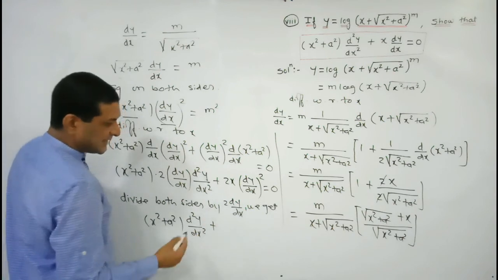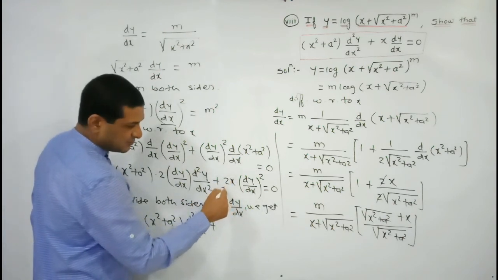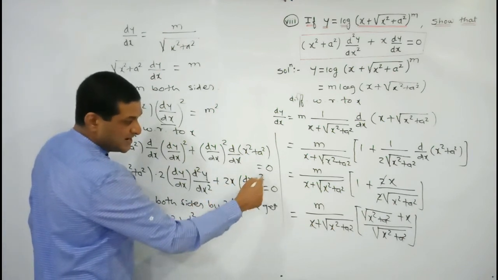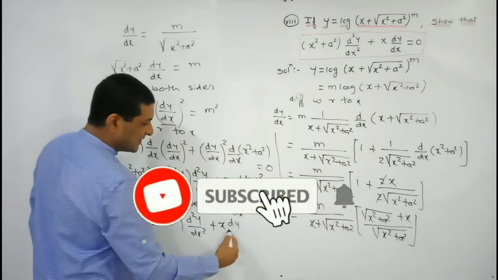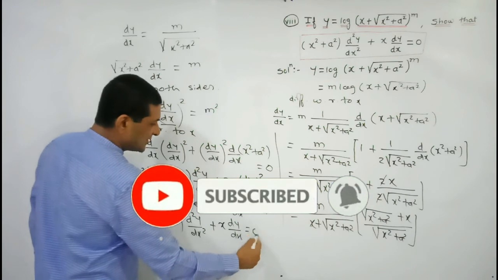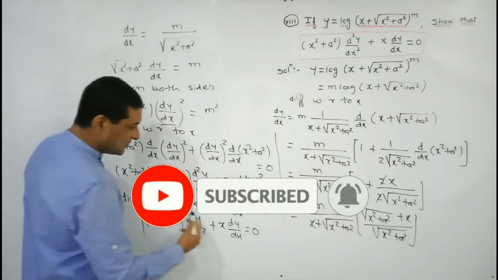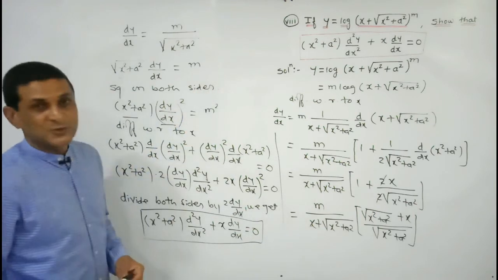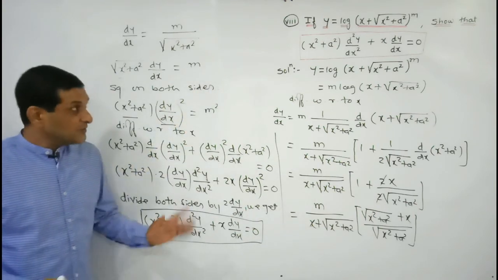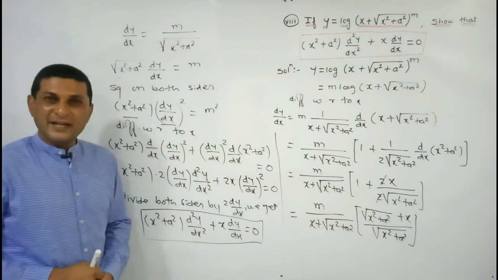Now divide the second term. If I divide the second term, 2 and 2 will get cancelled, and 1 dy by dx from the square will get cancelled, which means the remaining term is x dy by dx. On the right hand side 0, keep it as it is, and we can easily observe that this is nothing but the result which we had to prove here. So in this way we have completed this example number 8.